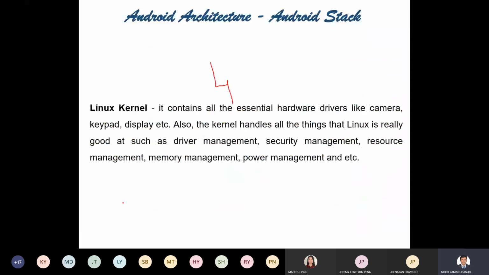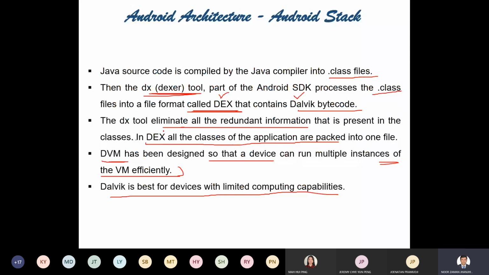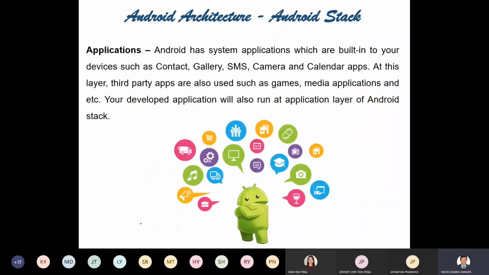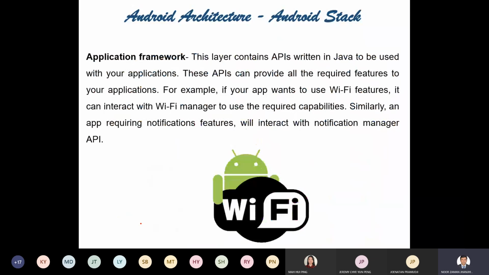It is mentioned that it contains all the essential hardware drivers. So it is the one which, at the hardware level, provides support for the drivers. What type of drivers? Cameras, keypad, displays, etc. What do we mean by etc.? There are so many things that we cannot mention all of them here. So you can see from here, and even more and more. So this is what lies on the last layer, number 4.